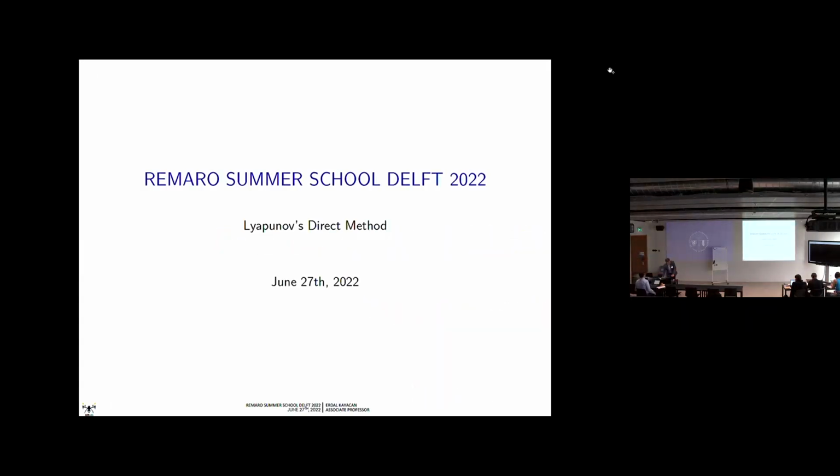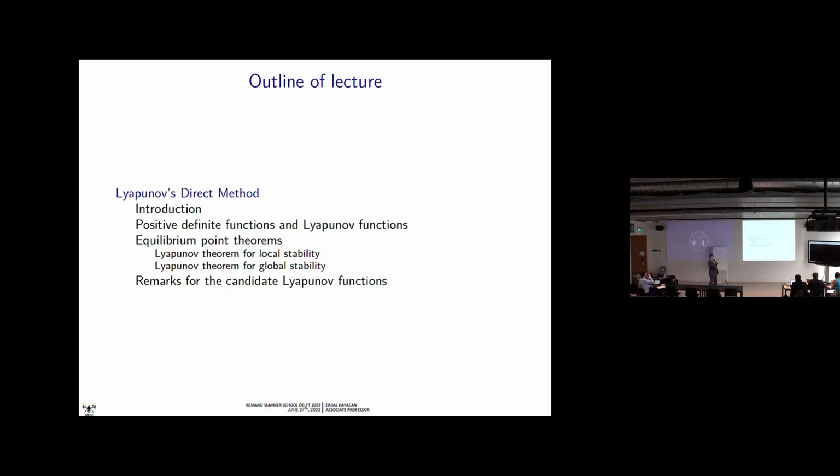Yes, okay, perfect. So let's talk about Lyapunov's direct method. I will introduce positive definite functions and Lyapunov functions to you. And then I will talk about equilibrium points, local stability, global stability, and then some remarks about Lyapunov functions. This is a very strong tool, okay? And you can use it for many purposes: analyzing the system, designing a controller, and so many controllers, like sliding mode controller and some other ones, are based on this method.